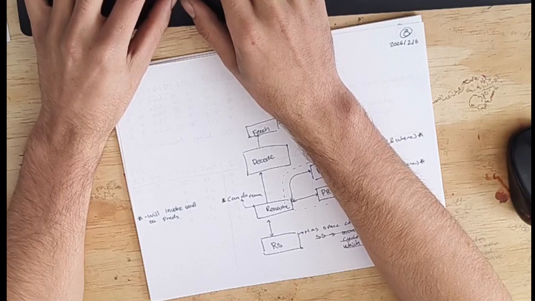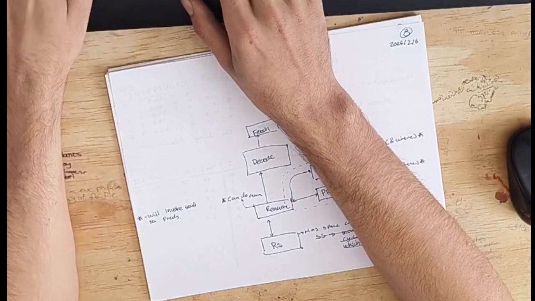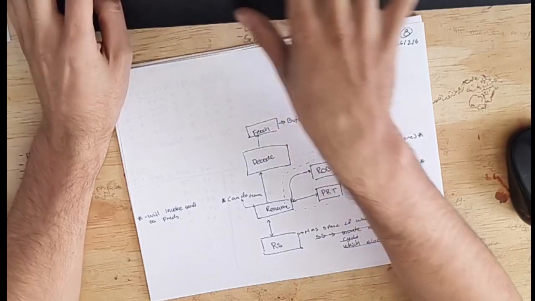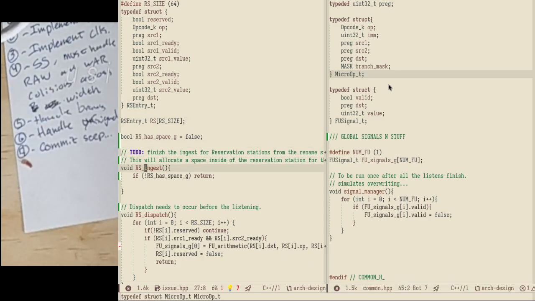So we have these opcodes that we're sending across. We have the p-regs. We have the destination. We need to be passing this has space global. We're going to be passing in a micro op type into RS ingest. That's what we're going to do. Micro op type, call it mop. Oh, because that's the data that's being passed along, right?